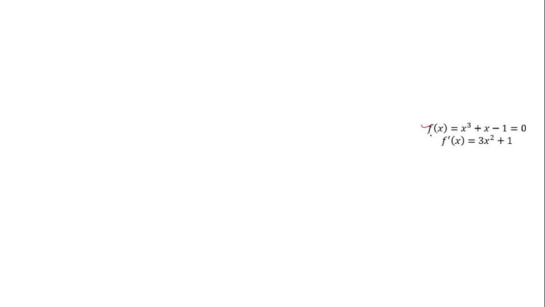Again we require the function and its derivative, so I am writing them for reference. In the second iteration we will put the value which we obtained in the first iteration. In the first iteration we obtained the value of x1 as 1. So we will put this value to get x2 now. How do we get x2?